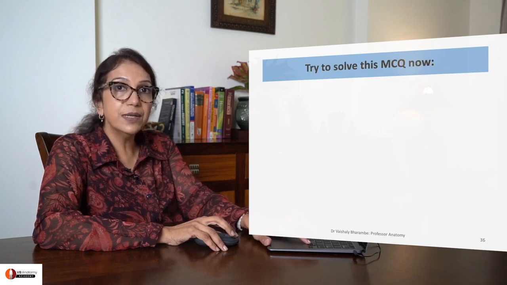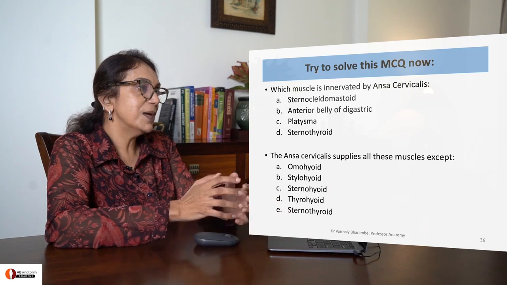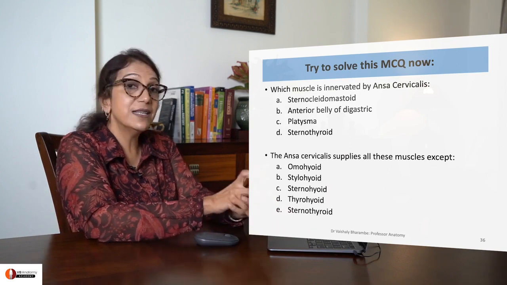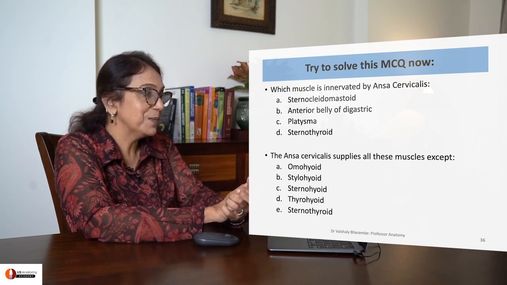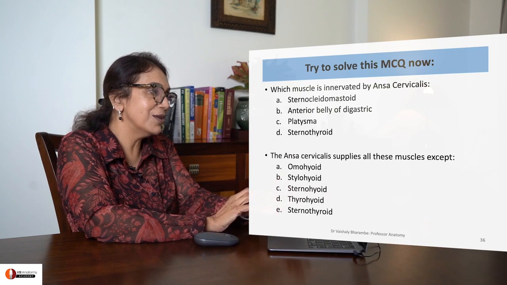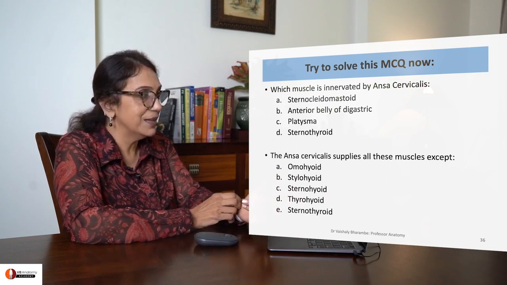Let's see if you can solve this MCQ, students. Which muscle is innervated by Ansa cervicalis? We started with this MCQ, remember? Now I'm confident that you know the answer. You know, of course, the answer is sternothyroid.